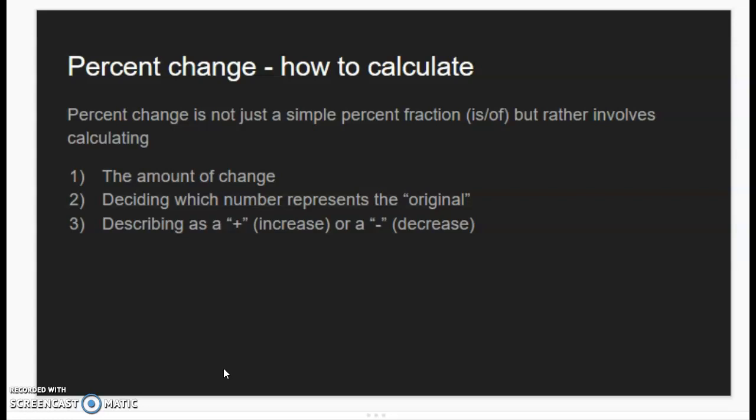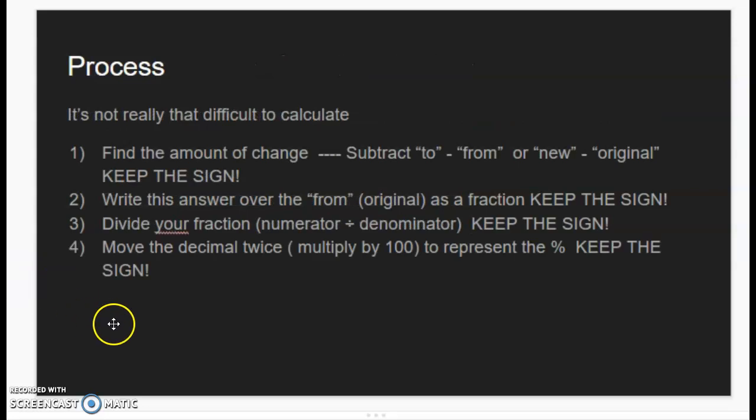So first thing you're going to do is calculate the amount of change and decide which number represents the original number, which is pretty easy, as you'll see in the next couple of slides. And then describe it as an increase or a decrease. Usually that's indicated with a plus sign or a minus sign. How you do this is not really difficult.